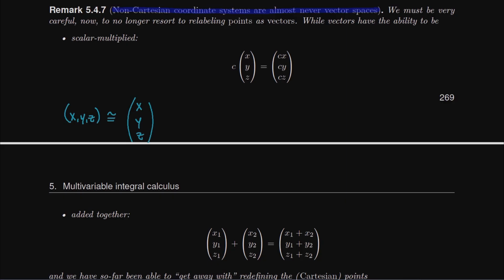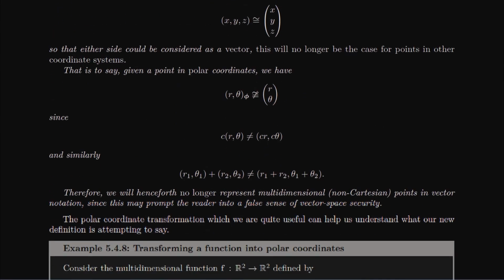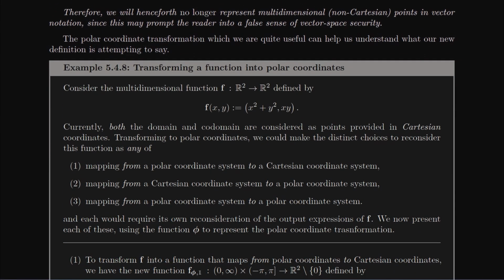So we basically are going to stop using vector notation if we're working in other coordinate systems, because other coordinate systems are not vectors. What I'm trying to say here is don't use (r, θ) for polar, because (r, θ) is not a vector, in the sense that if you took a constant and multiplied (r, θ) by it, that's very much not equal to the constant times r, comma, the constant times θ. So there's not really a vector space hiding behind other coordinate systems. So we're going to stop using that vector notation. It's just something you get to do at this point in calculus, unfortunately. We no longer get to use the elegant vector notation if we're using different coordinates.